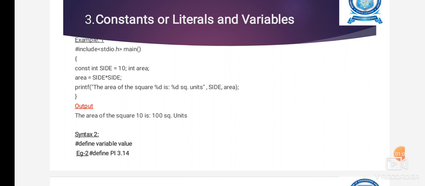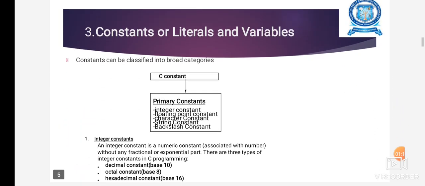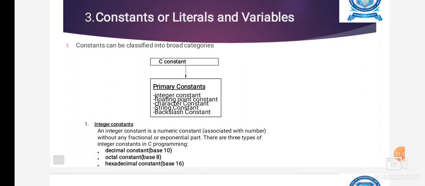So the second example is hash define variable value. Here the example is #define PI 3.14. Then the constant can be classified into different types. So that is C constant. The next one is primary constant. The primary constant can be divided into several types: integer constant, floating point constant, character constant, string constant and backslash constant.